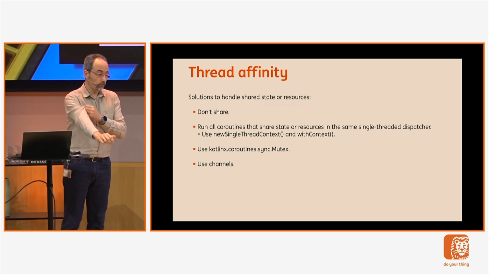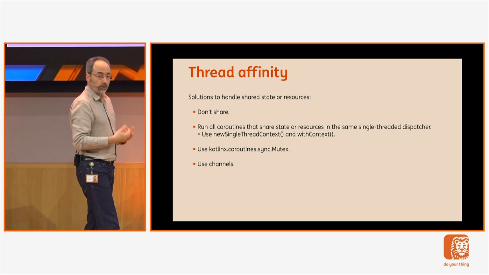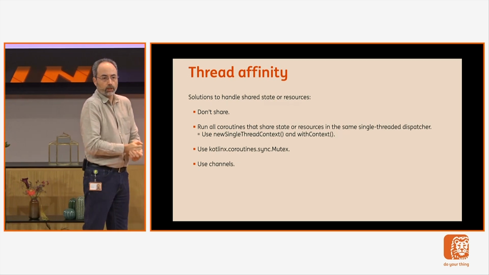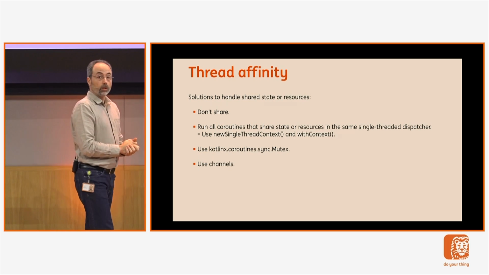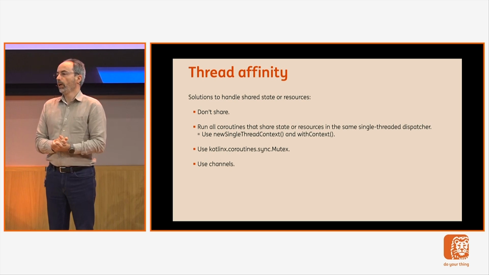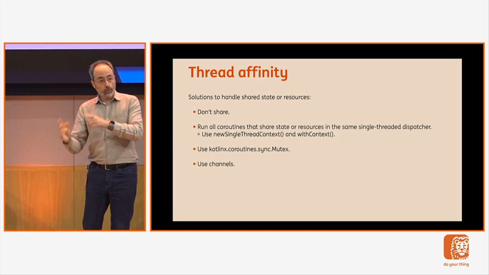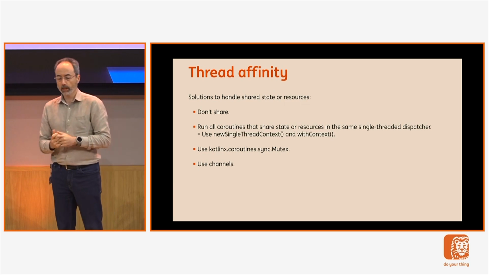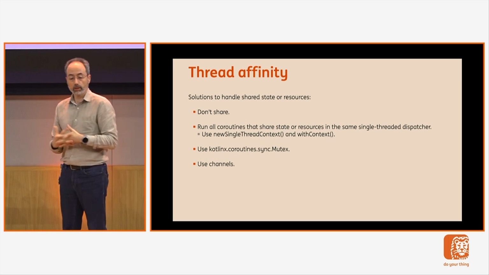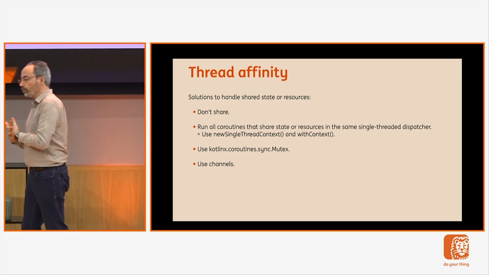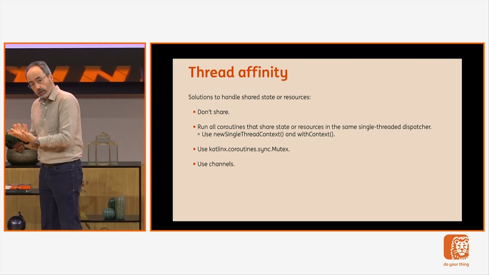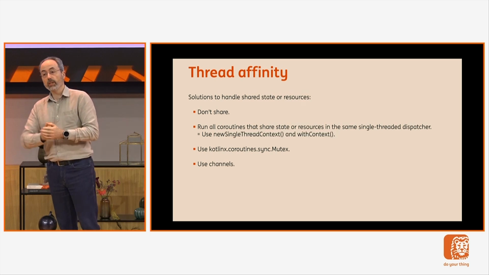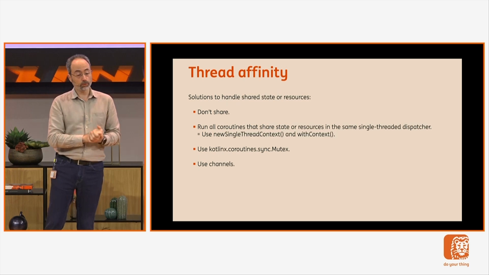And you may ask, then, how do we solve the problem of coroutines accessing shared state or shared resources? Well, obviously, the first solution is don't share. Be selfish, share nothing. Keep it all to yourself. That's not always possible, of course. One potential solution is to use dispatchers so that you have control over which thread the coroutine is running. So for example, you can use a single-threaded dispatcher. Or you can use synchronization objects that have been designed explicitly to be used with coroutines, such as, for example, the Kotlin X mutex. This one is coroutine safe, and it is going to work properly.